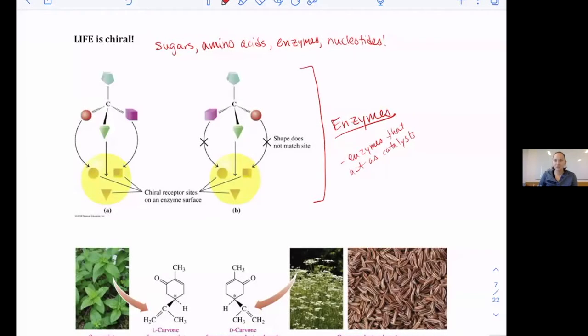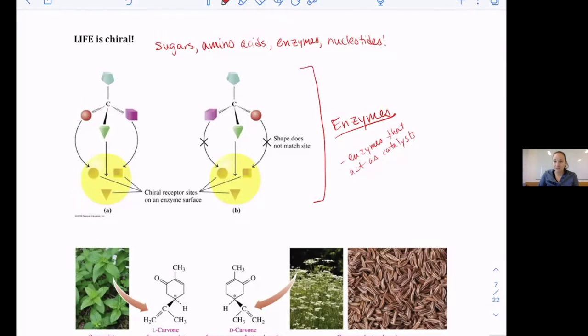Okay, so lastly, why are we even talking about chirality? The reason is because life is chiral. Our DNA is chiral, and that's how it works. The sugars that we eat, the carbohydrates we're talking about, they're chiral. And if you change one chiral center, it changes the sugar and it changes how it interacts in your body. Amino acids and enzymes, so proteins, they're all chiral. And it's just how life works.